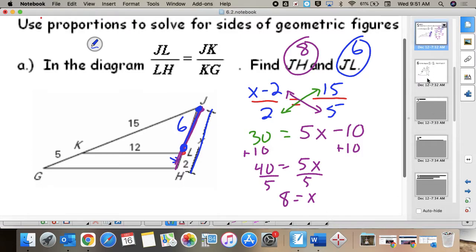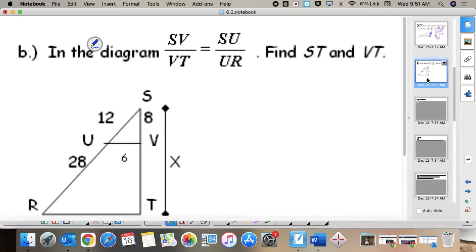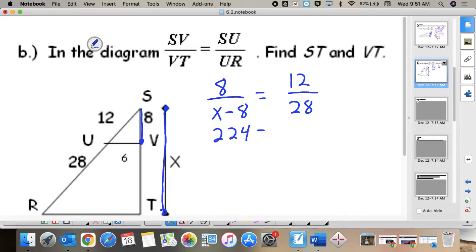All right, take a look at our next one then. We got SV over VT. So SV is our 8 this time. VT, if the whole thing ST is X, and this top part here is 8, then V to T is X minus 8. SU is 12. UR is 28. Okay. Once again, we'll cross multiply. 8 times 28 is 224. 12 times X minus 8. What we are saying is we have 12 times that X minus 8.